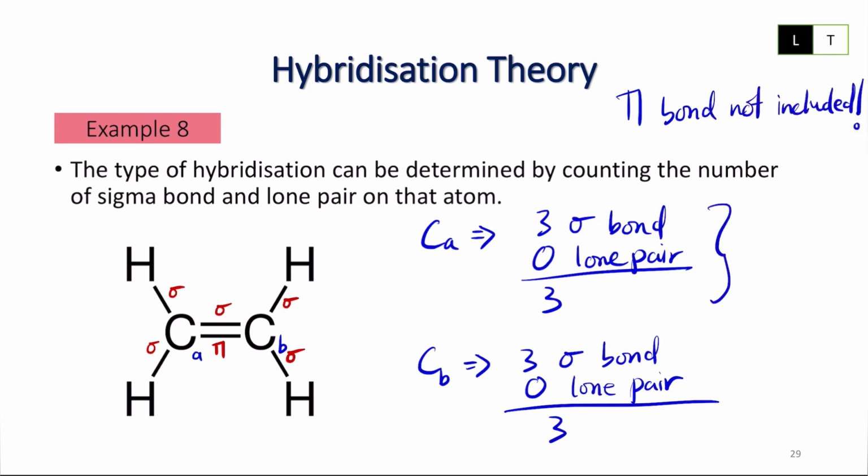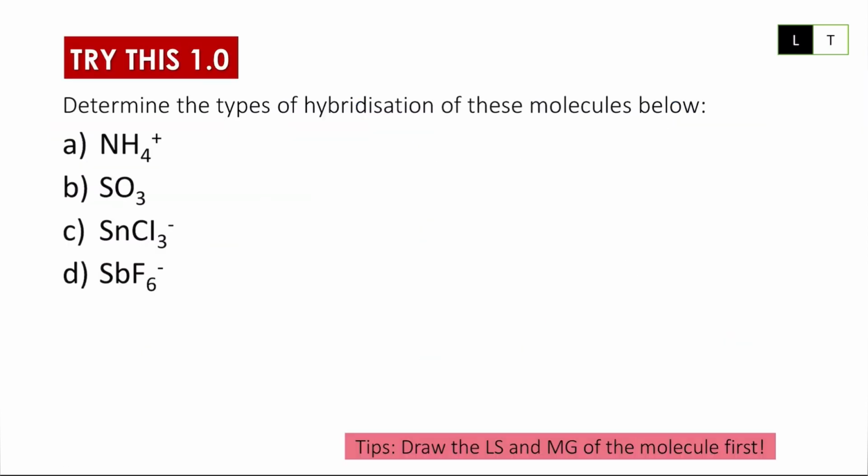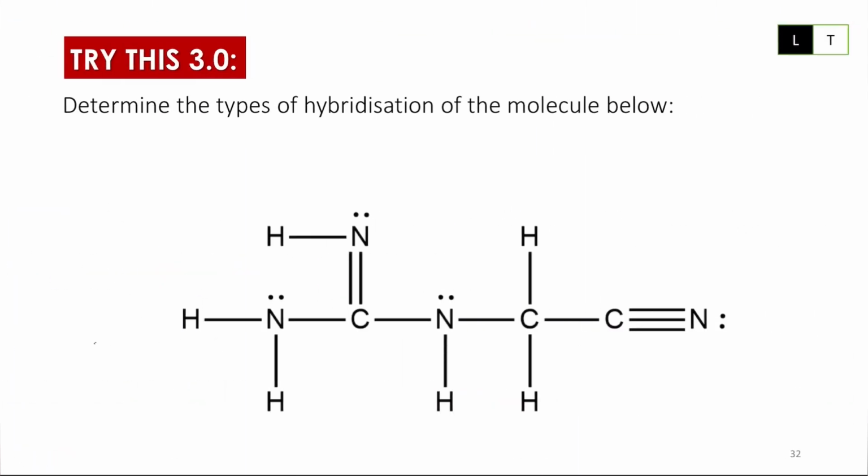So, from here, saya boleh tentukan daripada S, P, P, D, saya ada 3 sahaja. So, maknanya saya just guna S1, P2. So, type of hybridization is sp2. Sama case macam this one, sp2. So, now we are going to label that one. This one, sp2, this one sp2. So settle untuk this one.